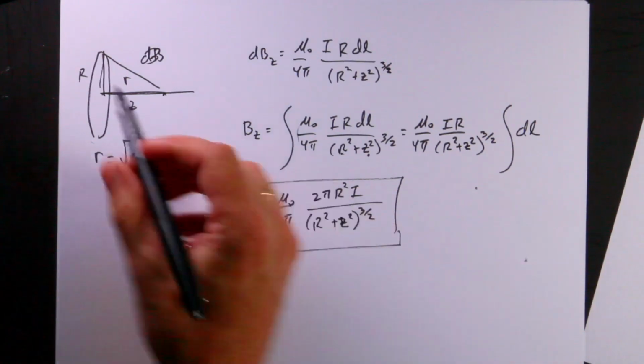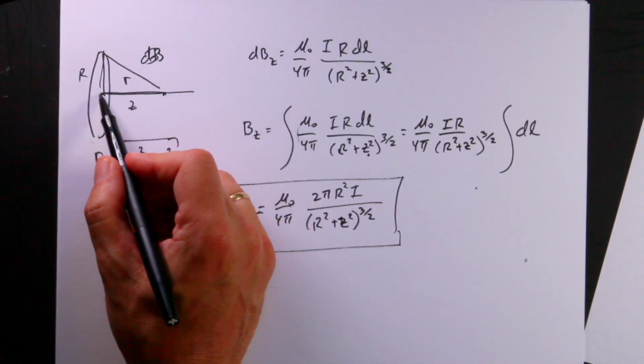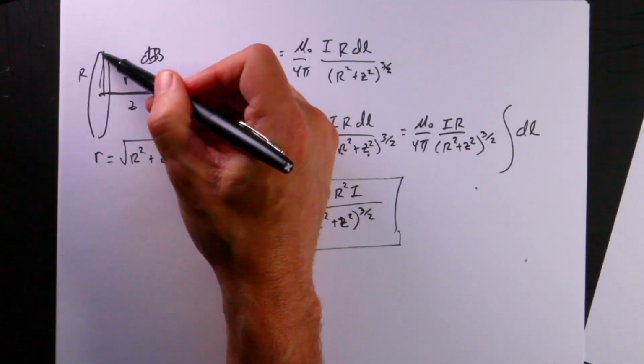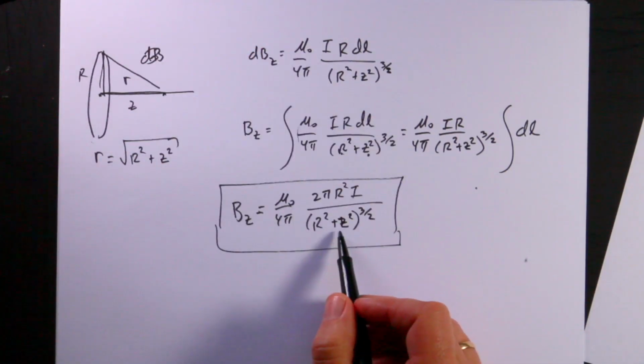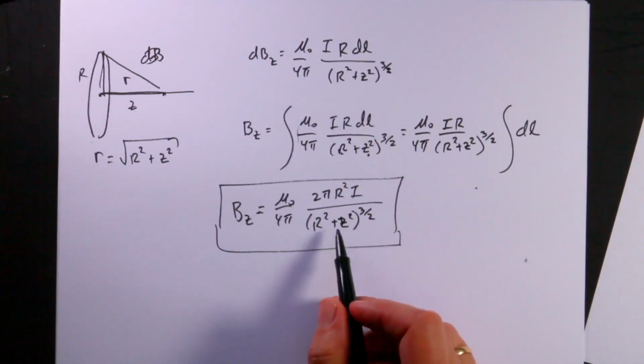Now, even though we knew it was the right answer, we can check these things in general. What if I'm at the center of the loop? What if z is equal to 0? Should there be a magnetic field? Well, yes, because each piece still makes a contribution to the magnetic field, and if I let z go to 0, I still have a magnetic field in the middle.